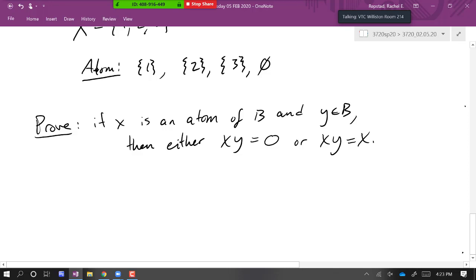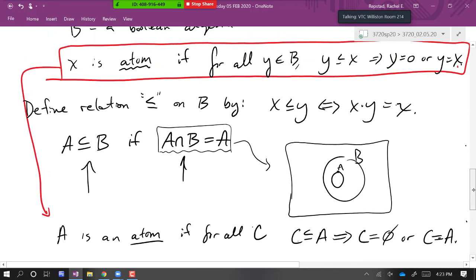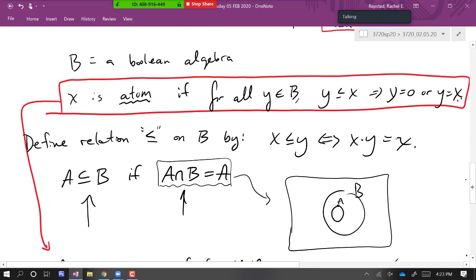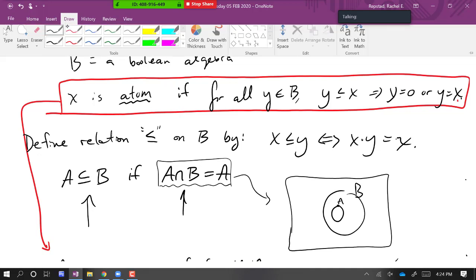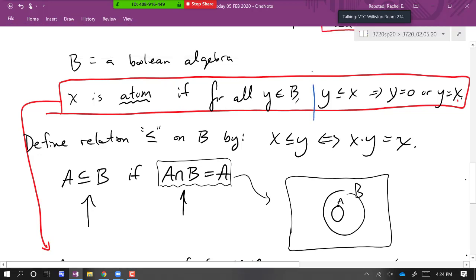So when you prove this, you're going to start out saying, suppose X is an atom of B, and let Y be an element of B, right? We know that if X is an atom of B and Y is in B, then if you have this relation, if Y is related to X, then either Y is equal to 0 or Y is equal to X.